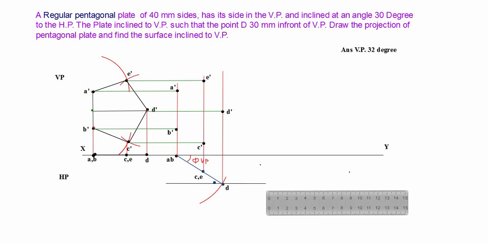Now we join all the points with a straight line. So first we draw the join A dash B dash, then B dash to C dash, C dash to D dash, D dash to E dash, E dash to A dash. So here you get your elevation, it is a pentagonal.